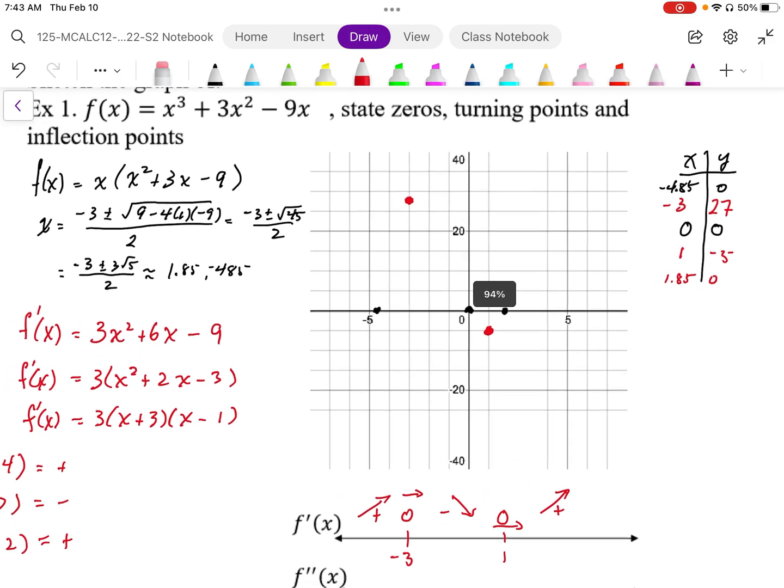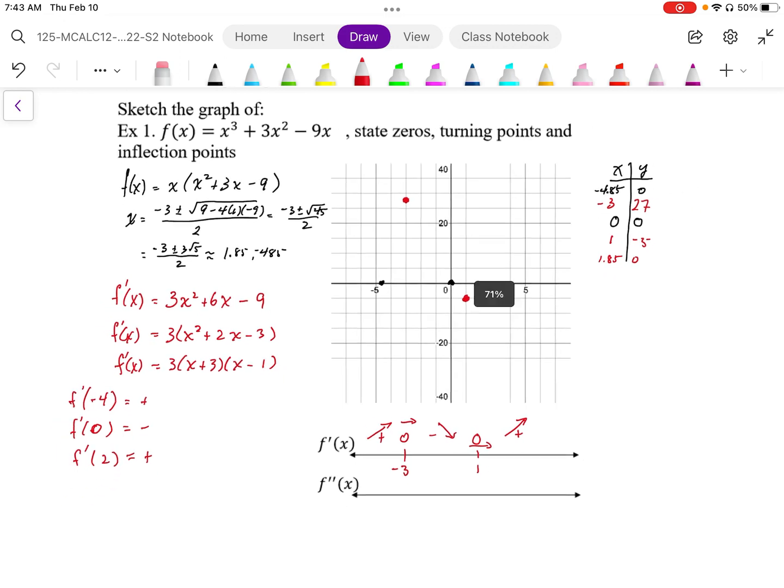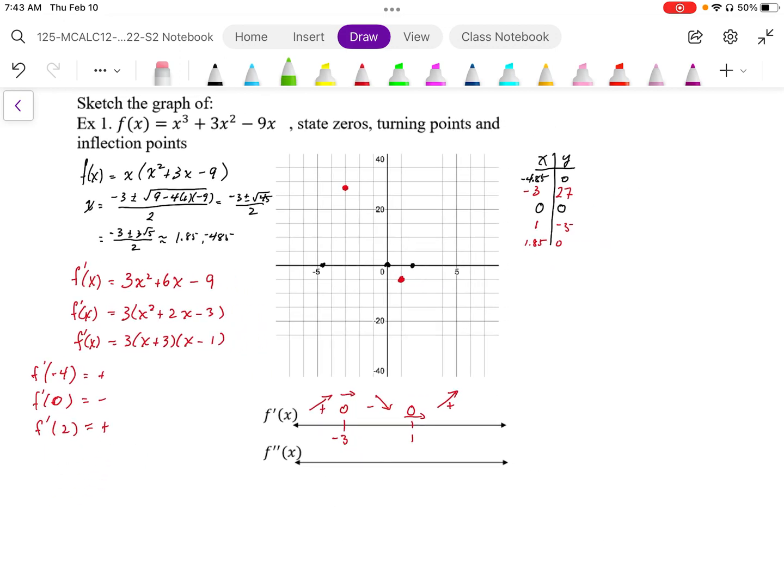Okay, and I want the inflection point, so I'm going to need a second derivative here. So I know an inflection point is somewhere in here, so I'm differentiating this polynomial. The nice thing about polynomials is that they get to be lower degree every time I differentiate. So I get 6x plus 6. My f double prime is equal to 0 at x equals negative 1. So at negative 1, I'm going to have an inflection point.